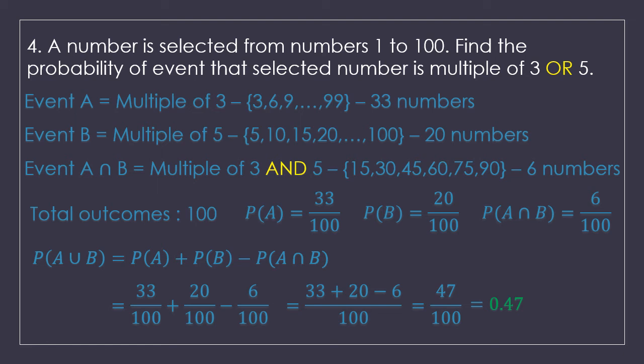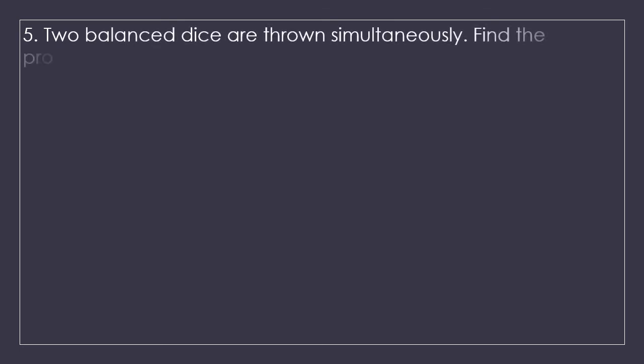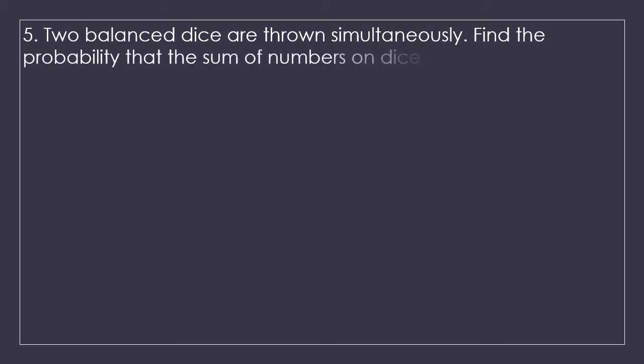Moving on with the next question. Question number 5. Two balanced dice are thrown simultaneously. Find the probability that the sum of numbers on the dice is a multiple of 2 or 3. It is a question of balanced dice, so you will have to draw the whole thing, of course.